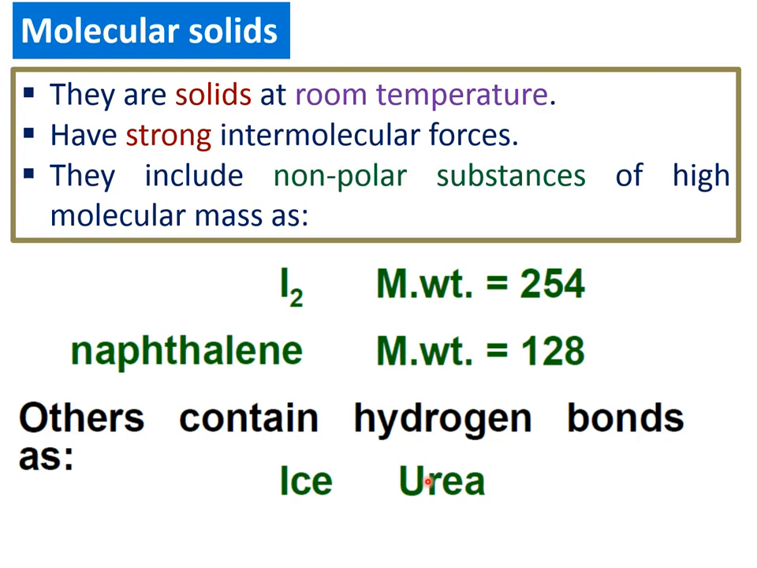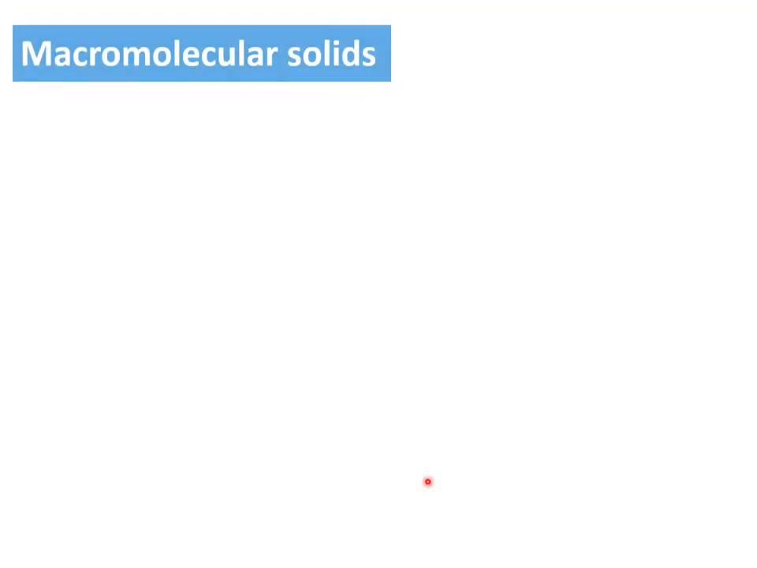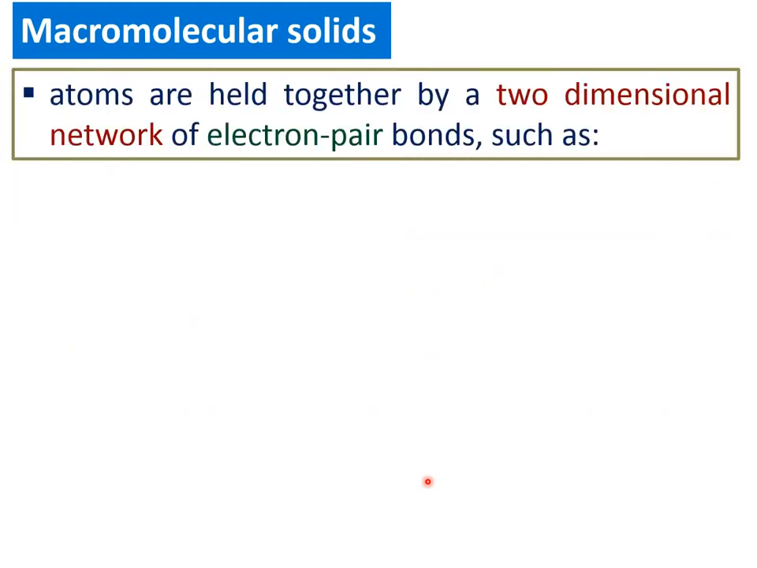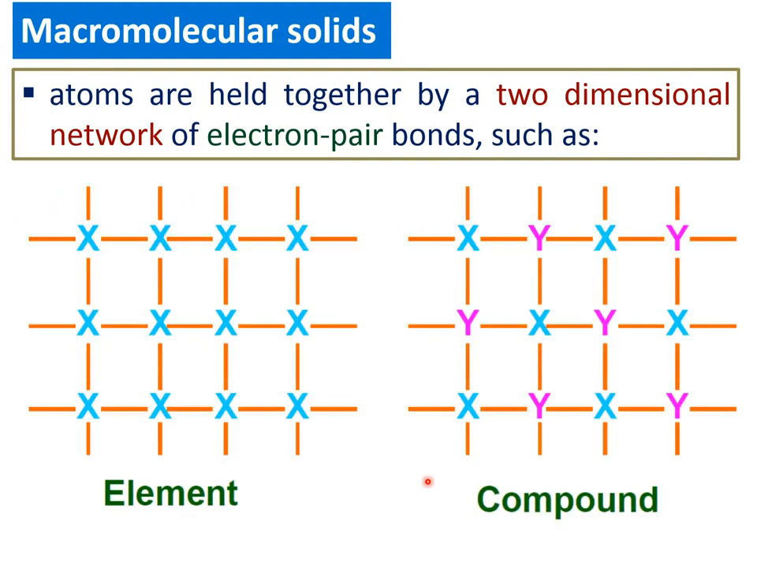The third type is macromolecular solids, atoms held together in a two-dimensional network like this of electron pairs. This one is an example, diamond, for example, and the other one is silicon dioxide. Okay, these are examples of macromolecular solids.